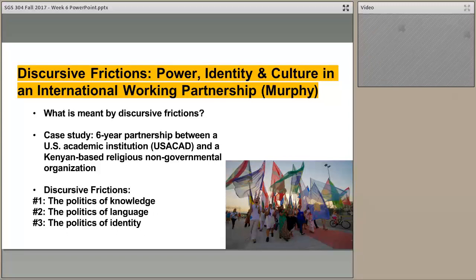In the end, Murphy notes that the U.S. organization had to accept that the Kenyan community would more readily trust their message if it was delivered by a local person. The second discursive friction concerned the choice of language in the curricula. Murphy talks about the Kenyans' request to change the curricula from referring to sex education to education on human sexuality, and the removal of any reference to condoms due to the religious nature of the organization.